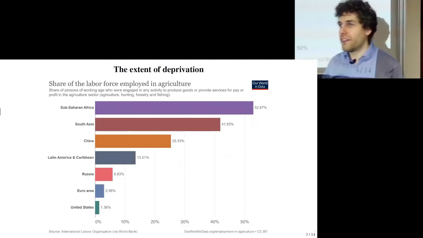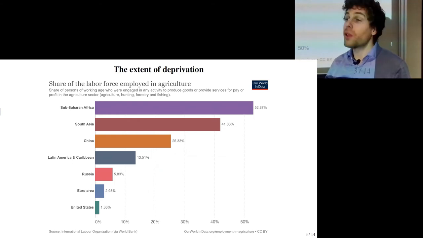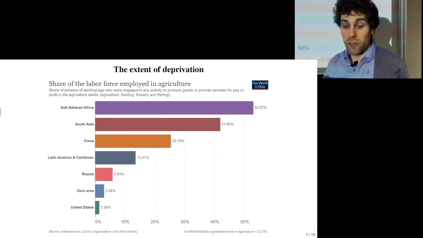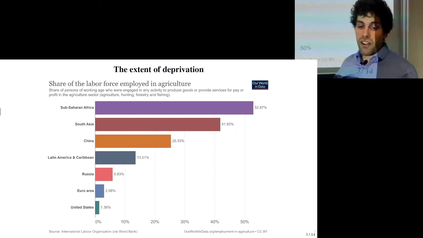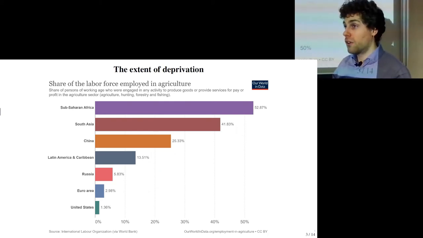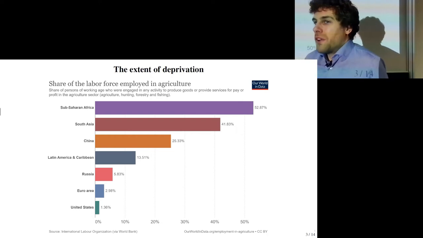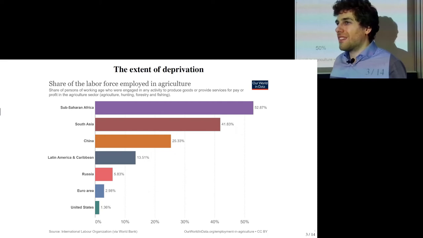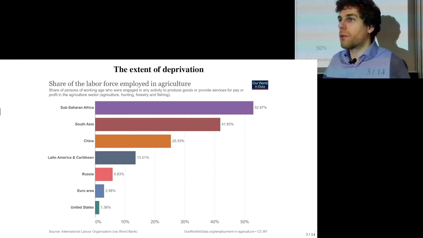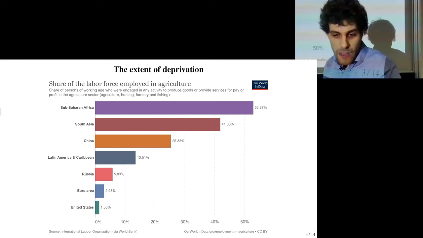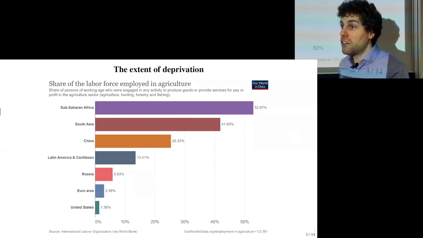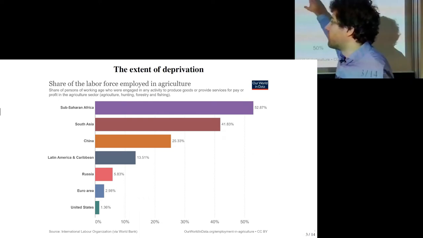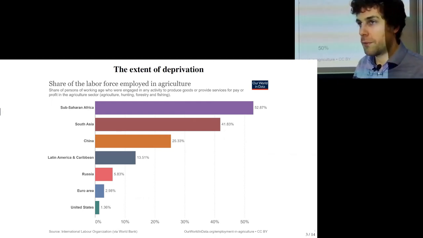And the last indicator, which is a very good indicator of the level of development of a country, is the share of the labor force employed in agriculture. It's perhaps a better indicator than income or others, because it's more comparable across periods and across countries. In sub-Saharan Africa, it's about half of the population. In South Asia, about 40%. In China, 25%. And in the most developed countries, it's below 3%.